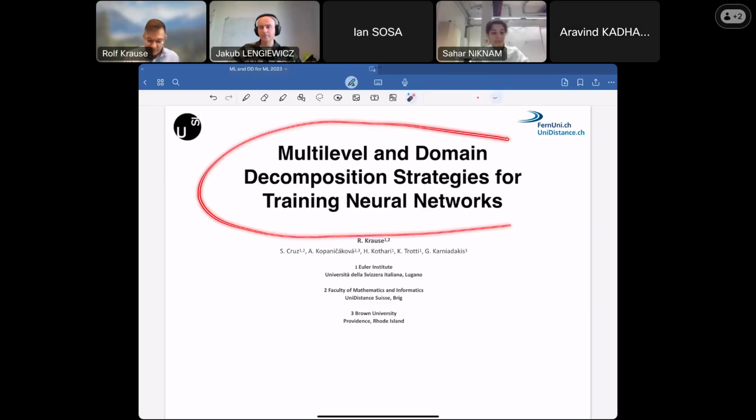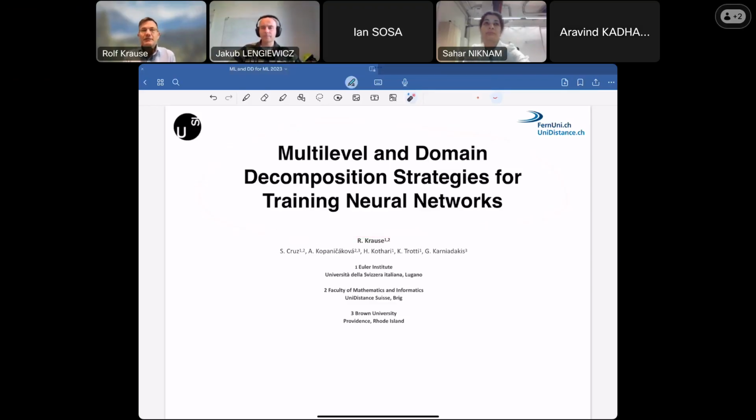Thanks a lot for the presentation and for the invitation. Today I would like to talk about training neural networks using multi-level and domain decomposition strategies. Multi-level and domain decomposition originally come from solving PDEs, elliptic PDEs, which give rise to large symmetric positive definite sparse systems, but they are more versatile. They can also be used for optimization problems. And I would like to discuss a little bit how these strategies can be used for training neural networks.